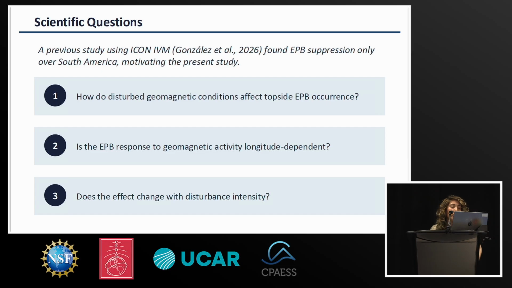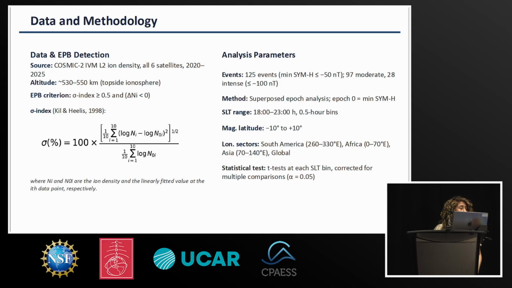These are the 3 scientific questions I want to answer. How does geomagnetic activity affect topside EPB occurrence at post-sunset? Is the response longitude dependent? Does the effect change with disturbance intensity? To address those questions, we use the 6 COSMIC-2 satellites for the period January 2020 to December 2025. To identify the bubbles, we use the sigma index described by Kil and Heelis, 1998. A bubble was flagged when sigma was equal or higher than 0.5, and the density deviation was negative.